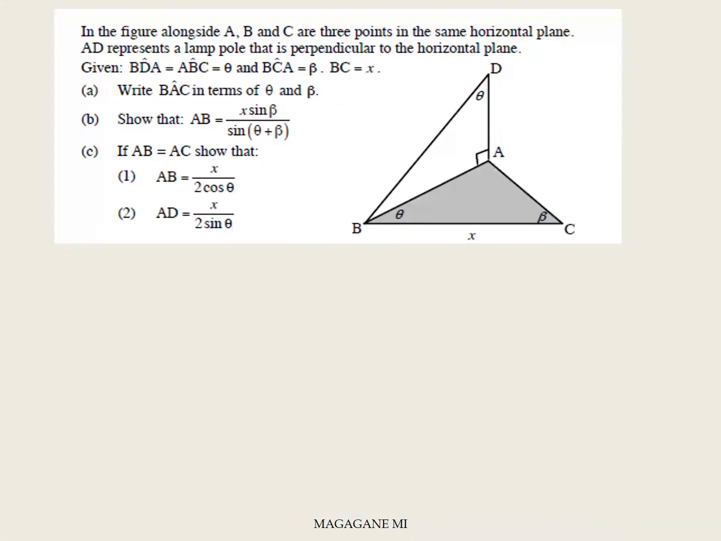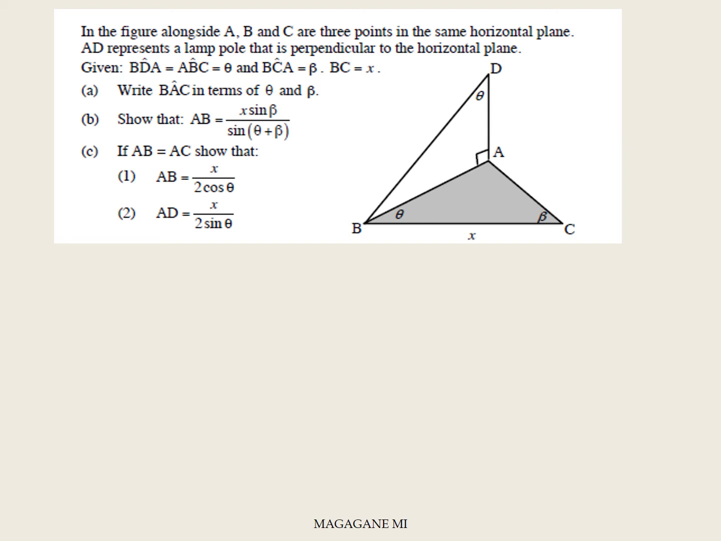Right. Let's look at the question. In the figure alongside, A, B, C are 3 points in the same horizontal plane. AD is a lamp pole that is perpendicular to the horizontal plane. Given angle BDA equals angle ABC, which equals theta, and angle BCA equals beta, and BC equals x. Write BAC in terms of theta and beta.